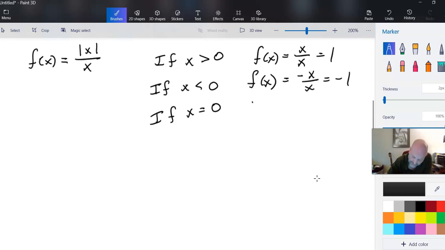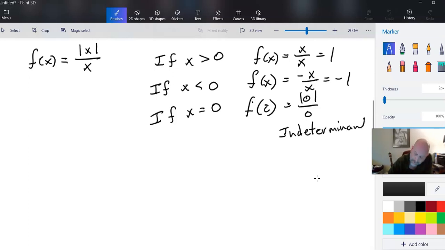And at 0, well, let's look at what we actually get. f of 0 would be the absolute value of 0 divided by 0, and this is indeterminate. Right? And I say indeterminate rather than undefined. Division by 0 is undefined, but if you're dividing 0 by 0, that's actually indeterminate. And that's actually part of the reason that we can remove those discontinuities when we're taking limits and cancel factors out and stuff. That's when we have an indeterminate form. So it's going to be important to know the difference between undefined and indeterminate.